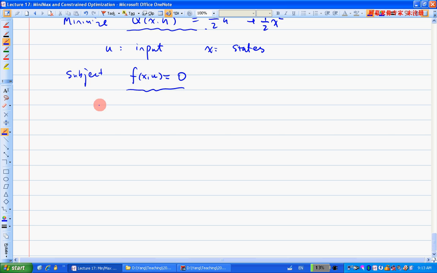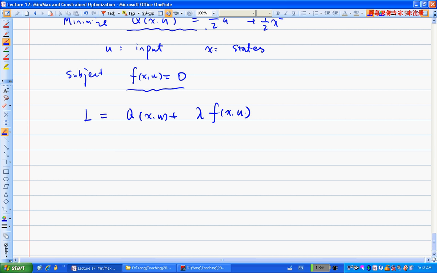Then, as we did, we define a Lagrangian function, so that L becomes Q of x, u plus lambda f of x, u. Then you set del L equal to 0 and find the minimum point, or optimal points. Now, what if we have multiple constraints?